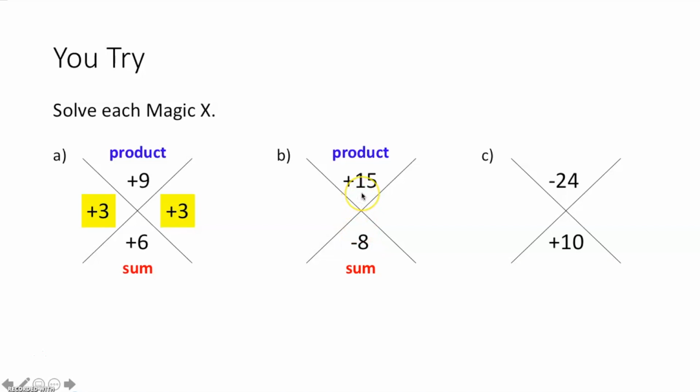The only two numbers I know that multiply together to make 15 would be 5 and 3. So let's do negative 5 and negative 3. Those multiply together to make positive 15, add together to make negative 8.